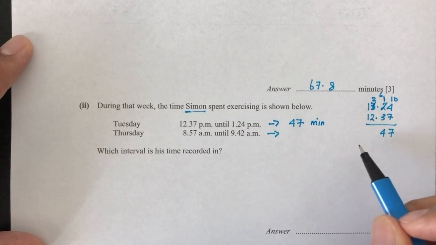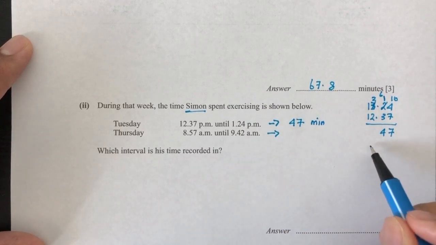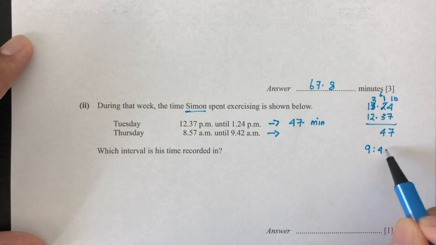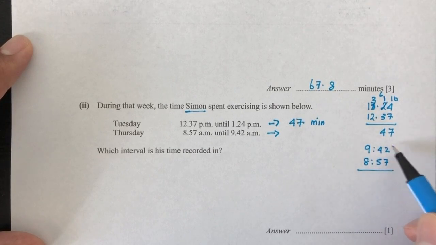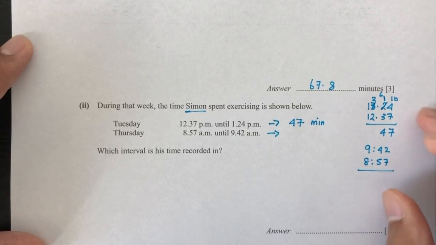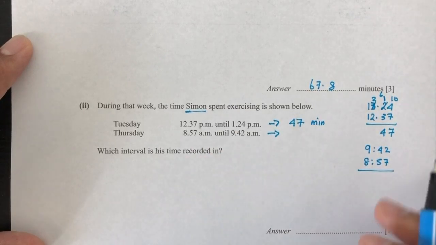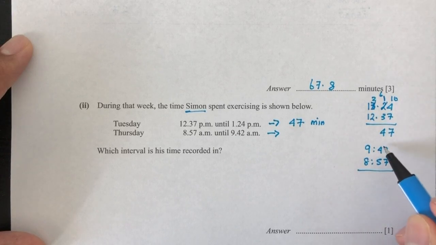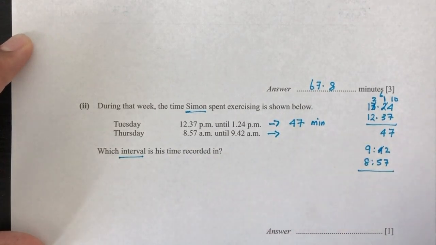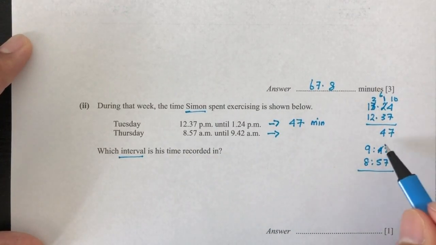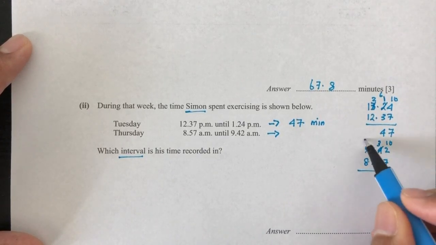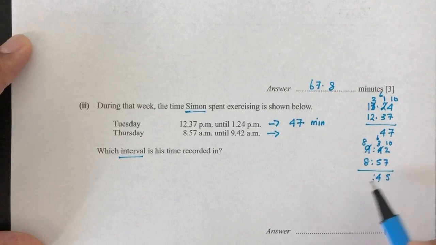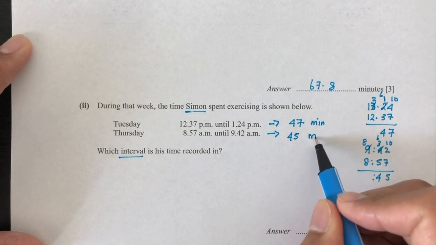And this one is what? So 9:42 minus 8:57. So that will be what? We don't need to do this. I'm just doing this to know exactly how much time it took, but you don't need to do that. Maybe you do need to, because you have to find the interval, so you know exactly where, but that definitely helps you to find the answer. So that's why I like to do that. That will be 45 minutes. So he took 47 and 45 minutes.